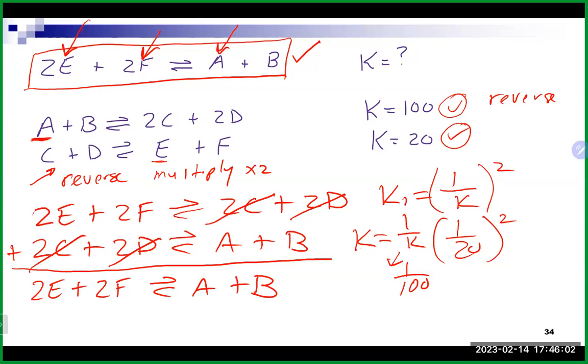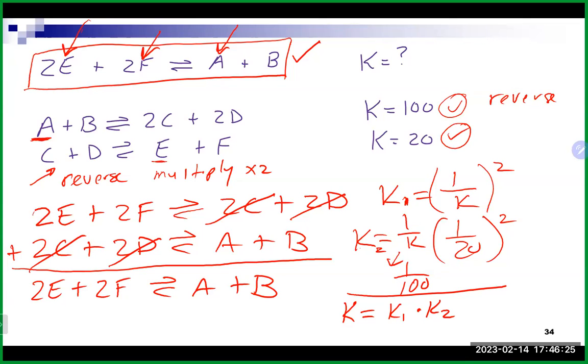So we'll call this K1, call this K2. To find the K value here, we want to take K1 times K2, the adjusted values. For the first reaction that we played with there, we reversed it, which means it's going to be 1 over 20. And then we also times it by 2, so we have to square it.